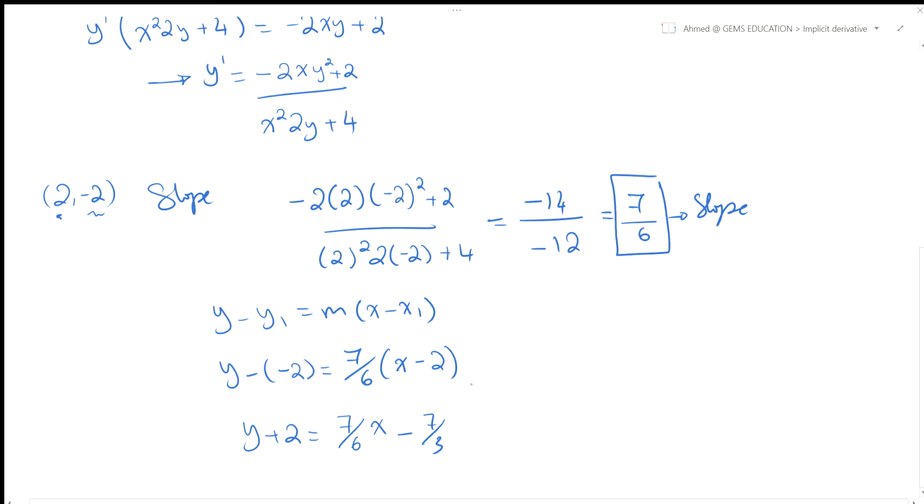Moving plus 2 to the other side, I'll have y equals 7 over 6 x, negative 7 over 3 minus 2, which should give me negative 13 over 3. And that is the equation of the tangent to the line. Now try it out.